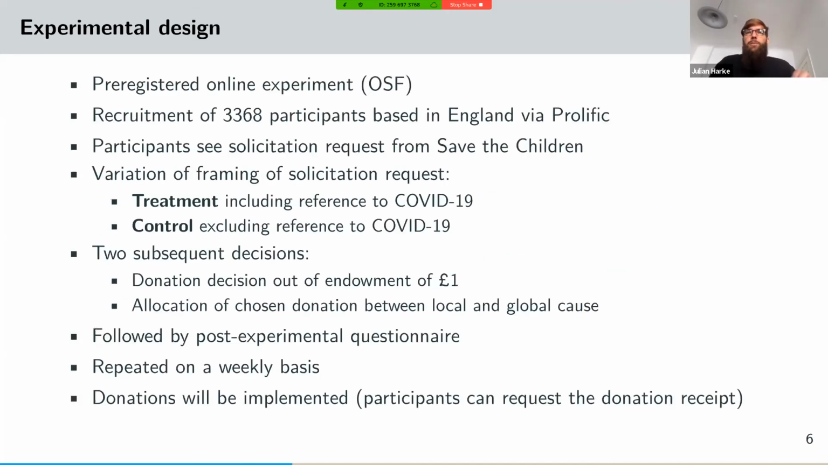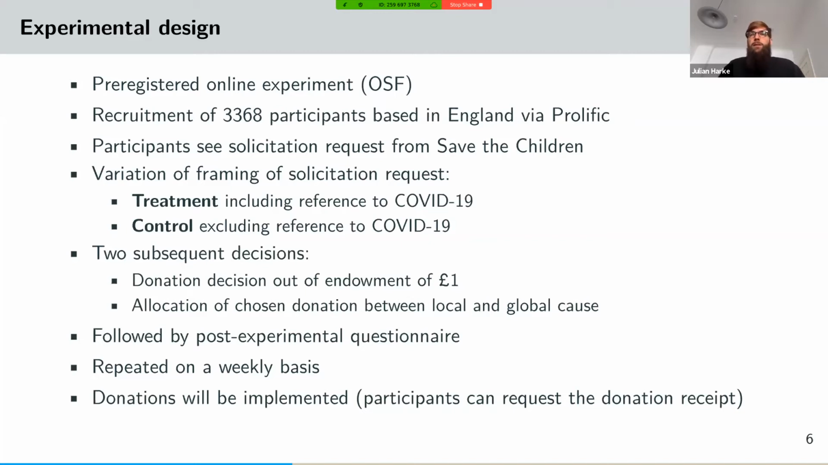So we conducted an experiment. We pre-registered our experiment. We recruited more than 3,000 participants based in England. These participants see a solicitation request from Save the Children. I will show you that in more detail on the next slides. In this solicitation request, we vary the framing. The treatment group sees a reference to COVID-19, while the control group doesn't see such a reference.